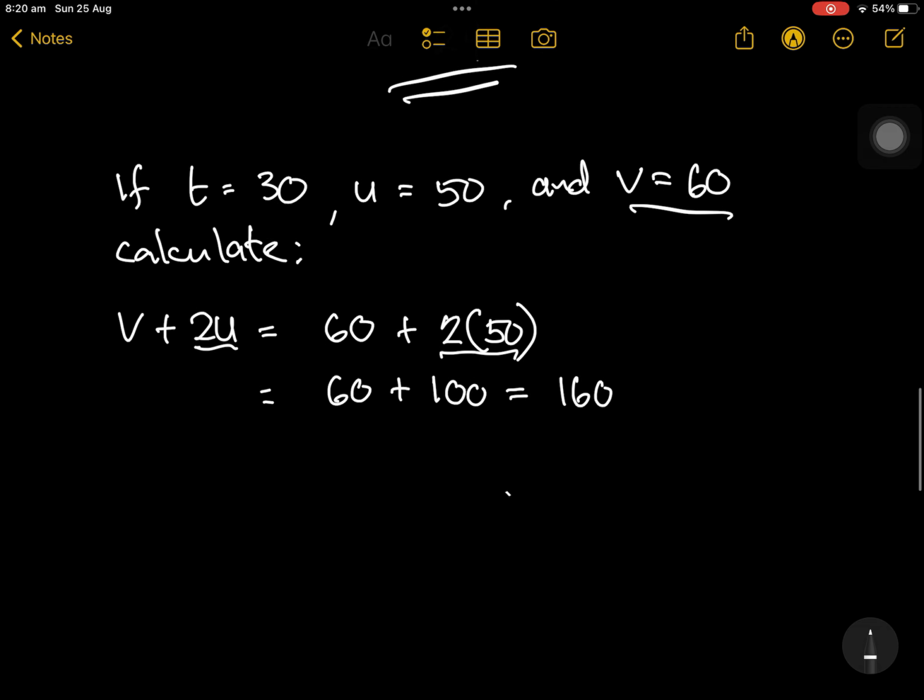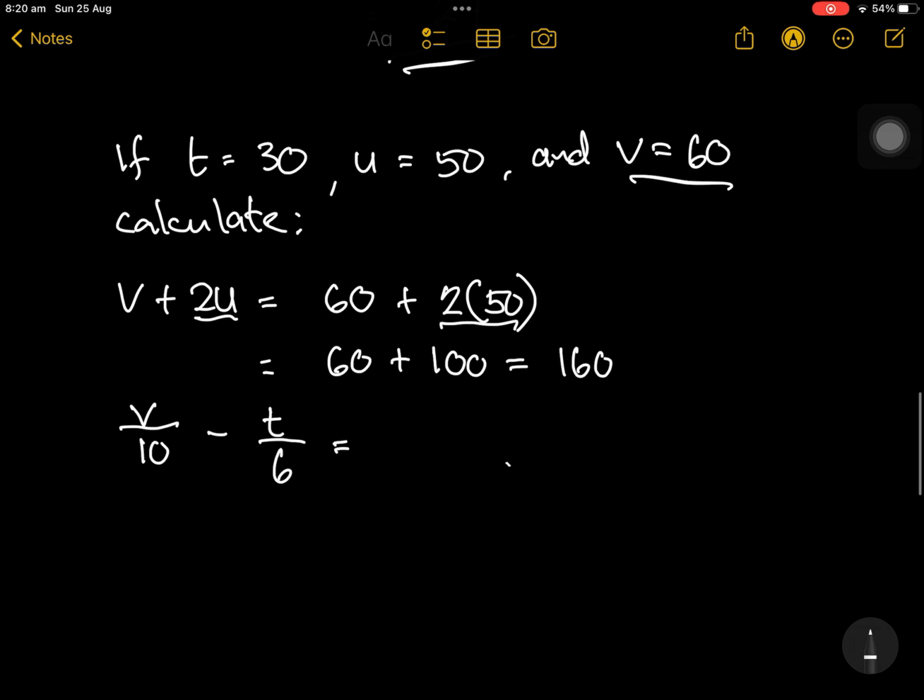What about if you have division? So we have v over 10 minus t over 6. So again, the same process, substitute v by 60. So 60 divided by 10 minus t, which is 30 over 6. So we simplify 60 over 10. We cut this one, so 6 divided by 1 is 6 minus 30 divided by 6 is 5. And then 6 minus 5 is 1.